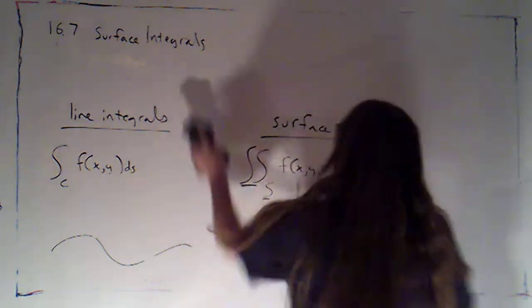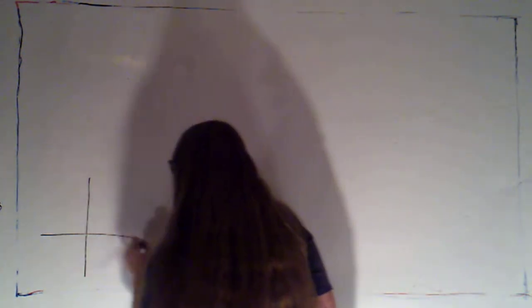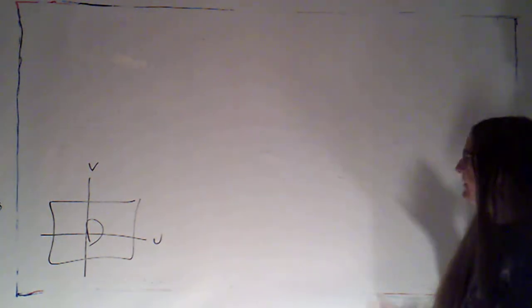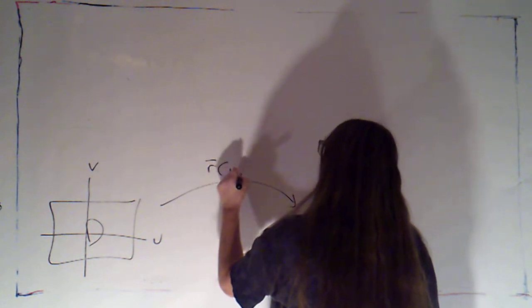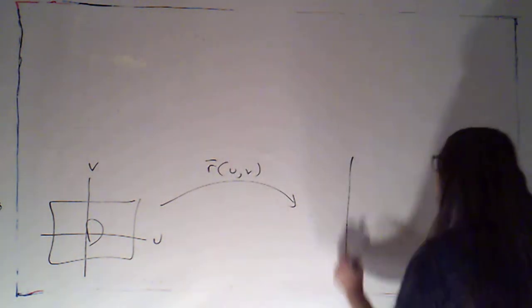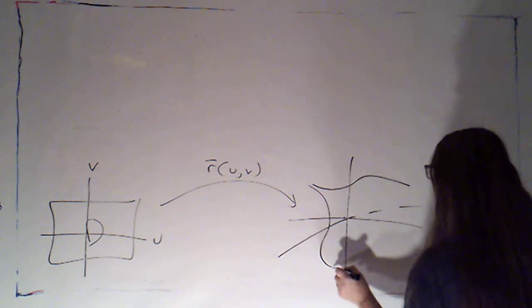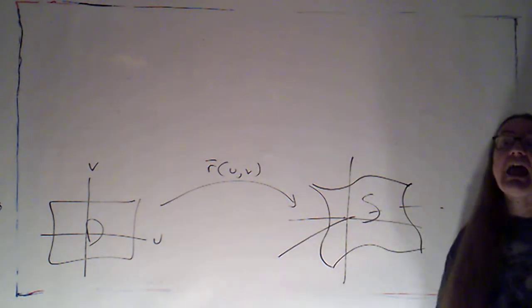So let's do this. Let's suppose that in the UV plane, I have some beautiful region D. It might or might not be a rectangle, doesn't matter. It's a lovely region. I'm going to have my parameterization R of UV that's going to map that to some surface, potentially a curved surface, in 3 space that we're going to just call S.